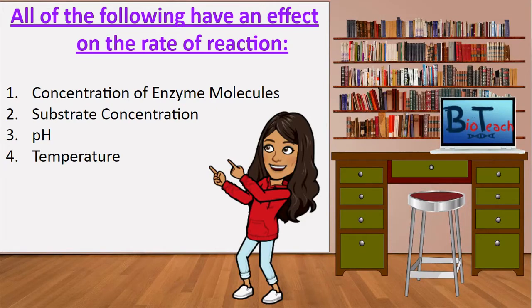So I guess most of you will have covered the factors affecting enzymes in GCSE. You should know that there are four main factors you need to know about. The first one we're looking at is the concentration of enzyme molecules, and then we'll look at substrate concentration. After that, the two easiest ones to recall are pH and temperature.